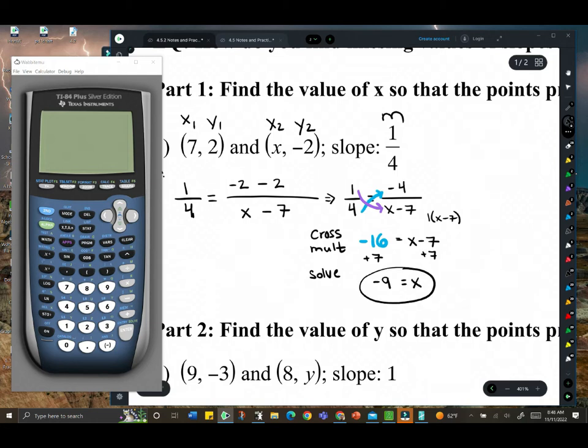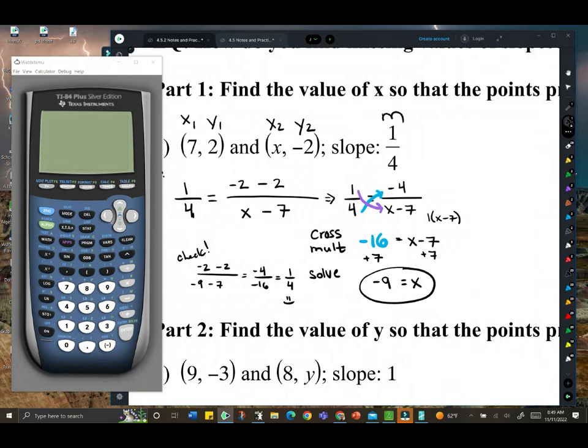You can always check these as well. You can check them by using the regular slope formula and substituting negative 9 in for our first x. So negative 2 minus 2 all over negative 9 minus 7 is our negative 4 over negative 16, which would simplify to our 1/4 slope. Okay?